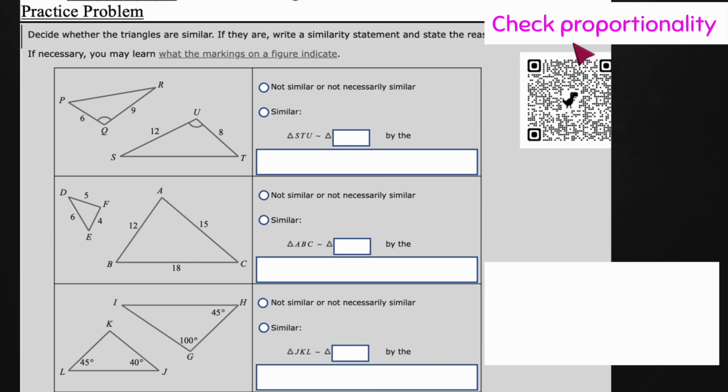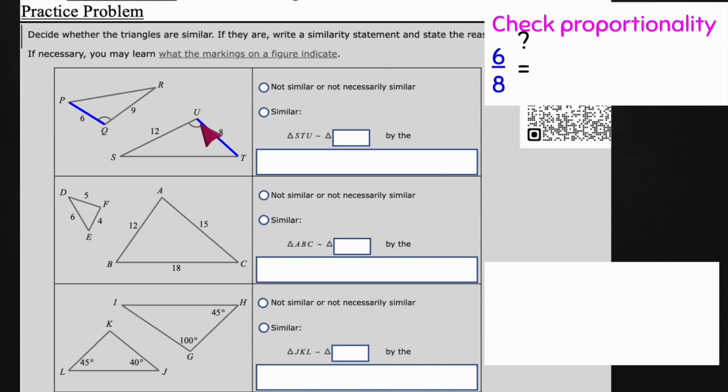So we're going to check proportionality. We're going to make sure that those sides are in fact proportional. So we're going to look at the shorter side. So we have 6 to 8. And I went from the left triangle to the right triangle. Now I'm going to do the same thing. I'm going to go from the left triangle to the right triangle. So I'm going to go 9 to 12 for the longer sides.